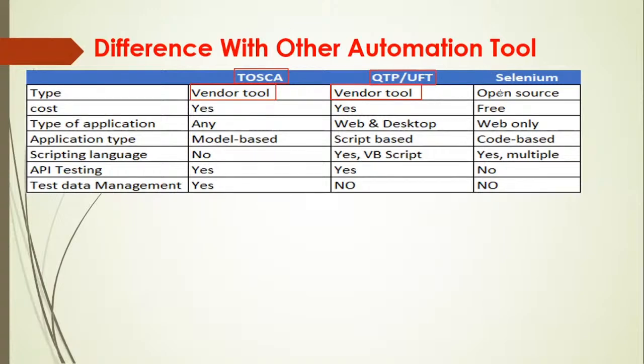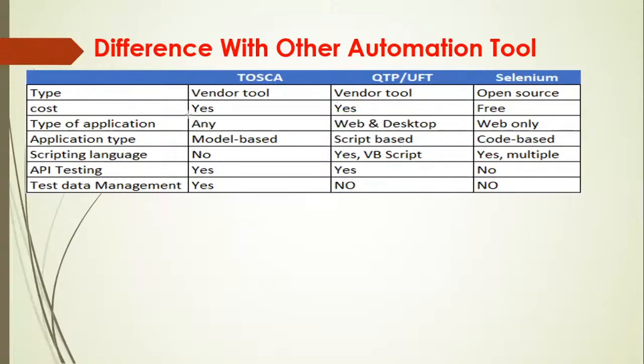And Selenium is an open source tool. It belongs to Google. And one more thing: a vendor tool means we have to pay some amount to the Tricentis company to utilize the services in TOSCA. Even UFT, QTP is the same. We pay some amount to HP to utilize the services in UFT. But we need not pay any amount for Selenium. It is completely free, and we can reuse the services. So for TOSCA we have to pay the cost.